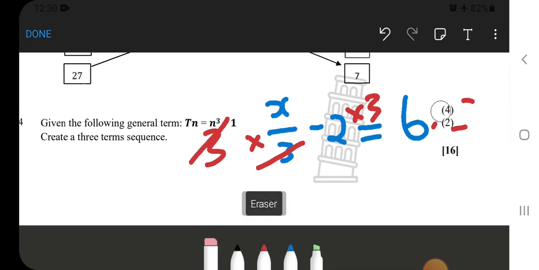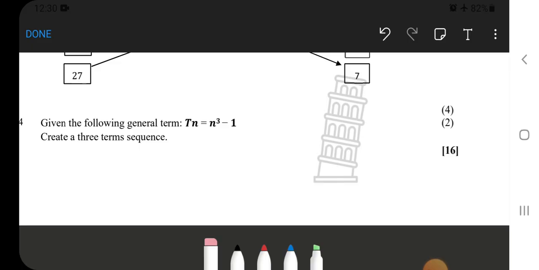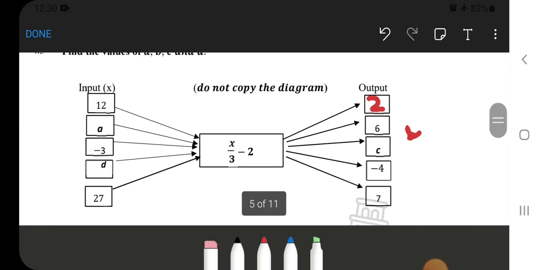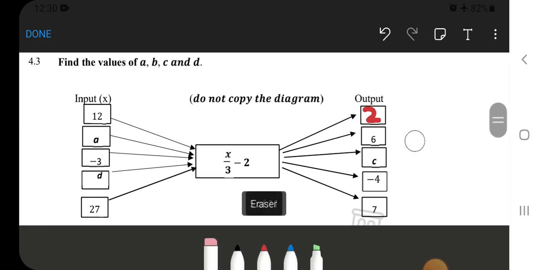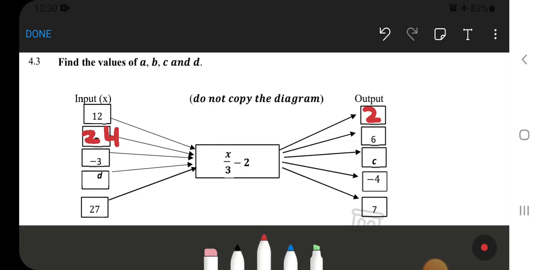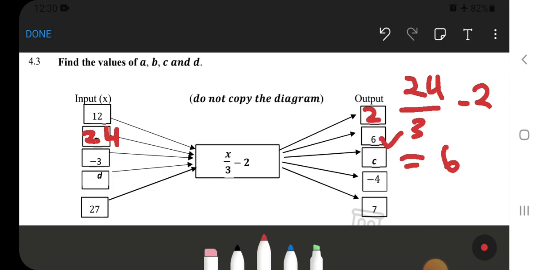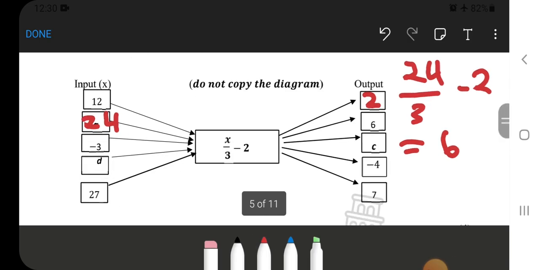So A gives us 24. So we can put in our calculator 24 over 3 minus 2. Let's see, 24 over 3 minus 2. So that gives us a 6, which is correct. Yes.